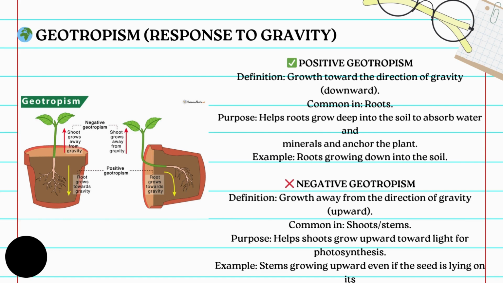And then negative geotropism is growth away from the direction of gravity, and that will be the shoot system doing that. It will be growing towards the light for photosynthesis, and that will help the plant get more of the nourishment that it needs.